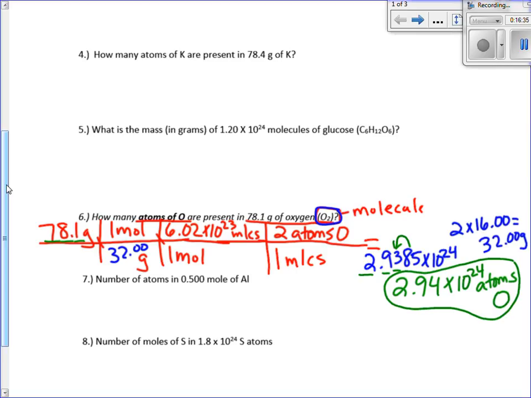Okay? So like I said, if you're interested and want to go that extra step further, really it's not that hard, but as you can see, we would call this one a 3-stepper because it takes 3 steps to complete. Okay?